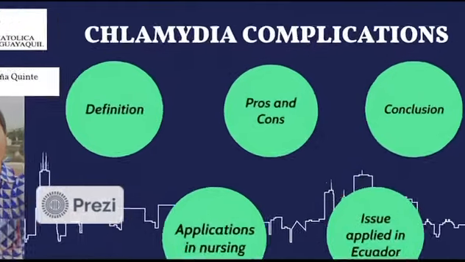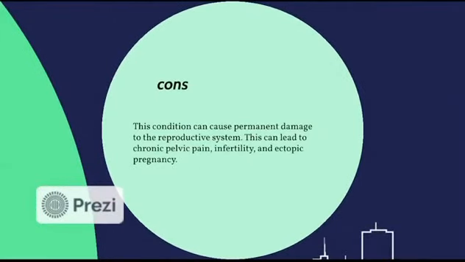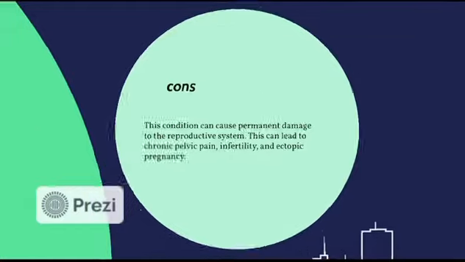Pros and cons. Pros: the World Health Organization believes that each day more than a million people contract a sexually transmitted disease, STD. Some of these infections affect fertility, others cause even more worrisome health problems. Cons: these conditions can cause permanent damage to the reproductive system. This can lead to chronic pelvic pain, infertility, and ectopic pregnancy.